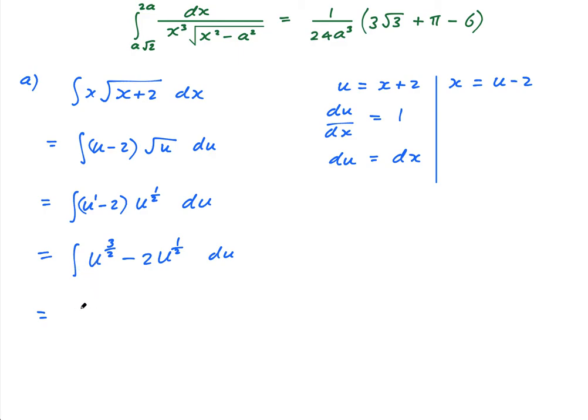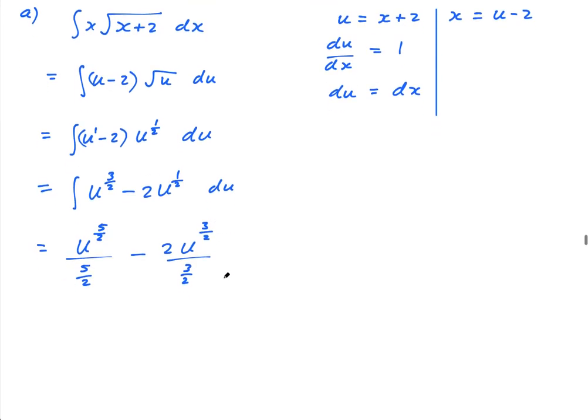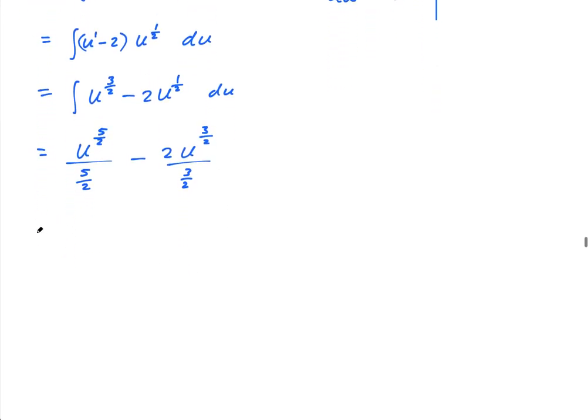So this is going to become u to the power of, so I'm going to raise the power by 1, so that becomes 5 over 2, and I divide by the new power, divide by 5 over 2, minus 2u to the power of 3 over 2, divide by the new power, 3 over 2. And then, let's keep going down. I then say this is equal to 2 times u to the 5 over 2 divided by 5.